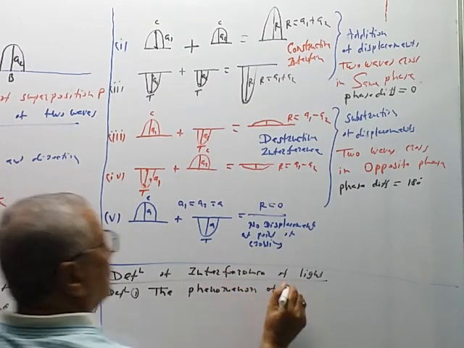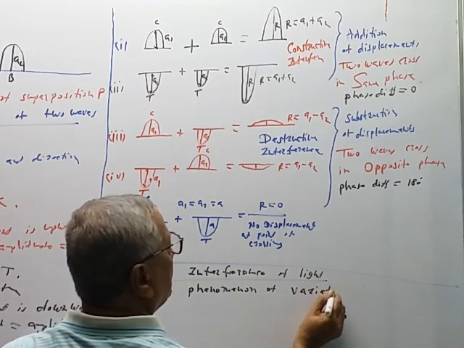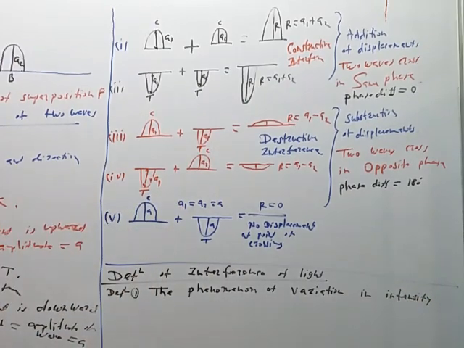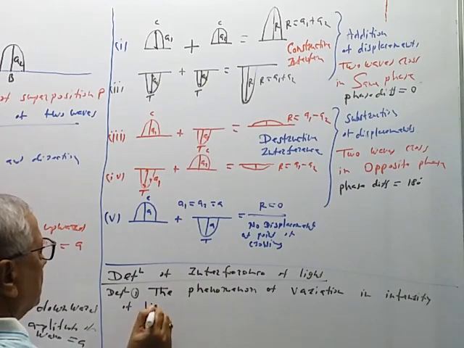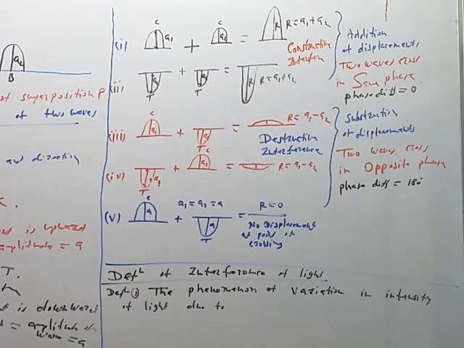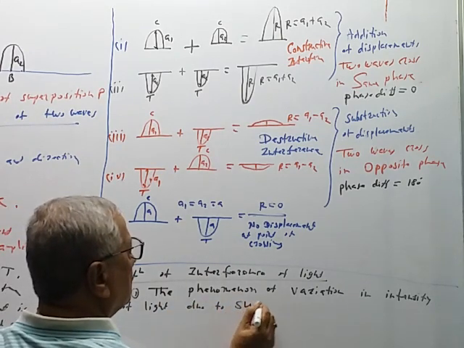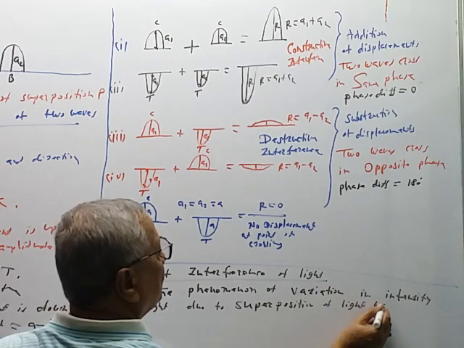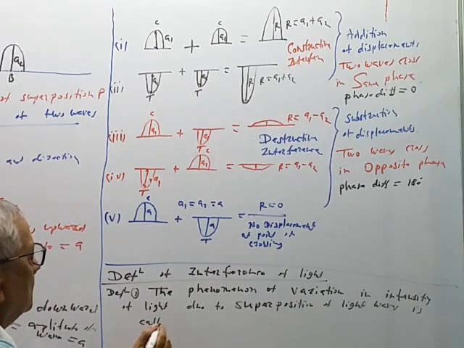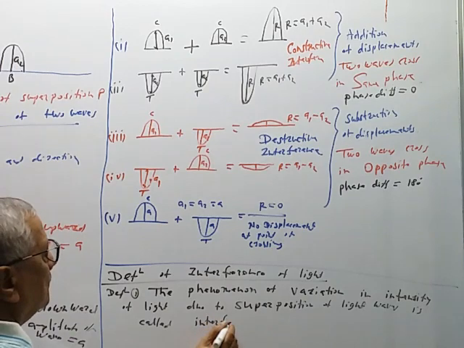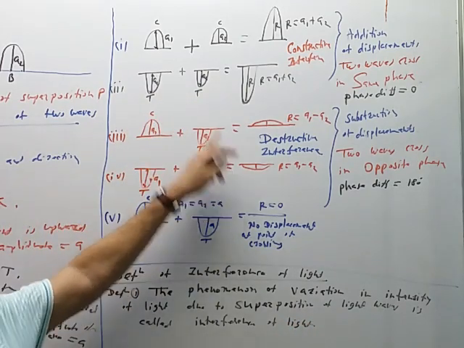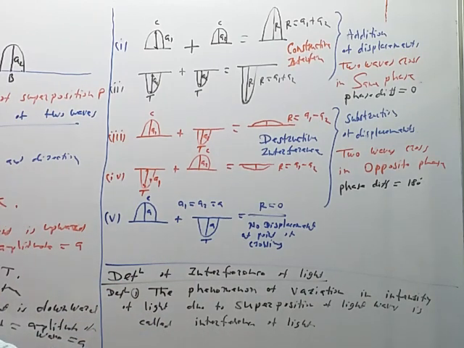The phenomenon of variation in intensity of light. Intensity is directly proportional to the square of the amplitude. The phenomenon of variation in the intensity of light due to superposition of light waves is called interference, interference of light. So maximum displacement, minimum displacement, maximum, minimum, like this. We get alternate points of maximum and minimum displacement like this.